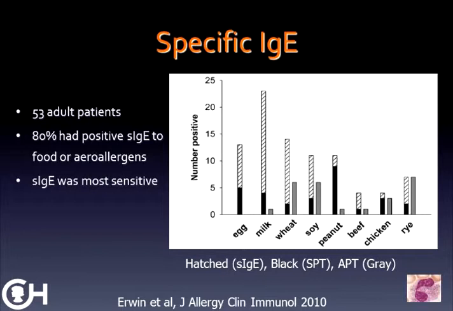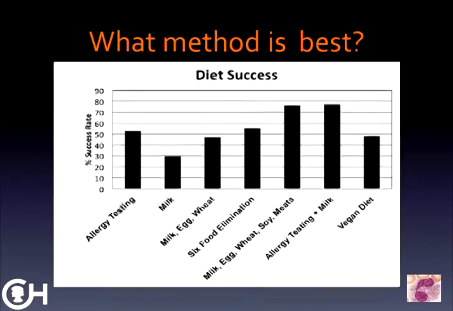In our hands, we find specific IgEs really very unhelpful, honestly. We have had very little success using specific IgEs. So coming up to your question of what do we do? When we do allergy testing alone, our success rates are just over 50%.